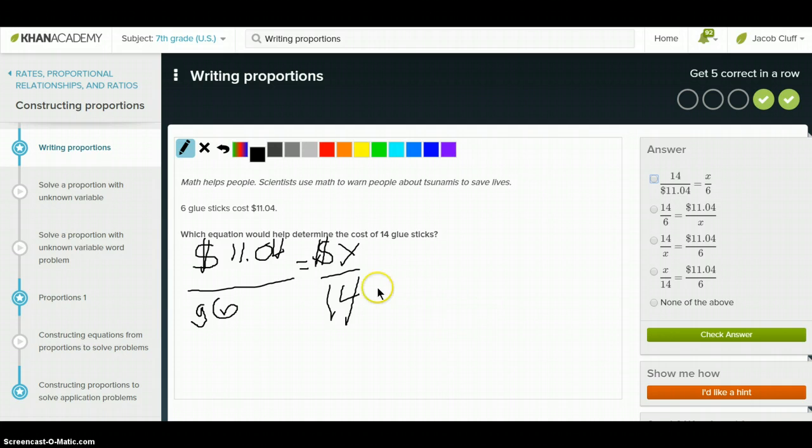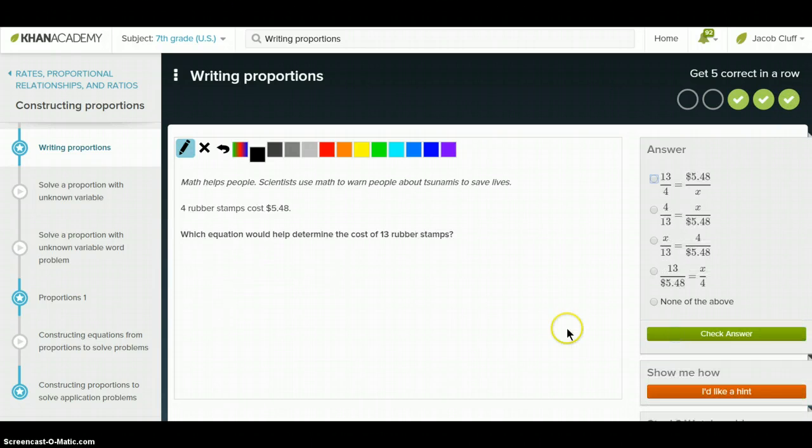Okay, so let's try this out. 14 times 11.04. Okay, so they'd have to be crisscrossed from each other. So that's not going to work. That's not going to work. That's not going to work. So 14 times 11.04 and then divided by 6. So there we go. Alright, so hopefully this is getting easy.